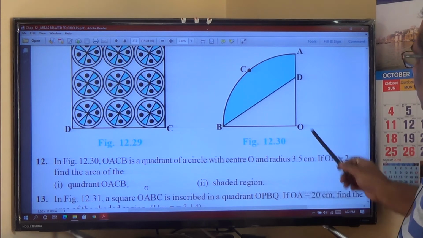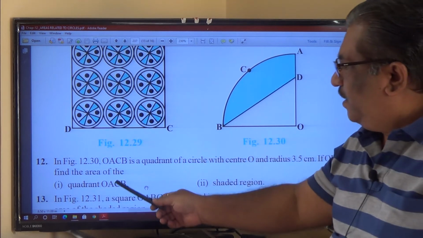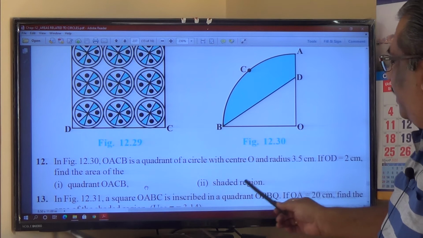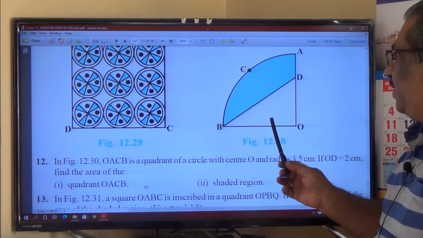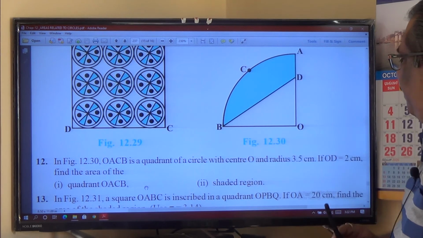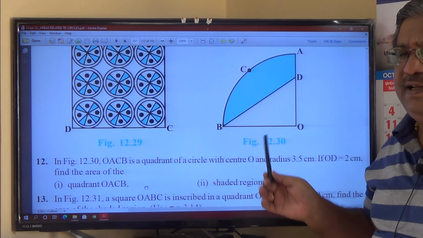If OD equals 2 centimeter, from here to here OD equals 2 centimeter, find the area of the quadrant OACB and the area of the shaded region. See, you can easily find out the area of the quadrant, that is 1/4 pi r square. Quadrant means this is 90 degree, okay.